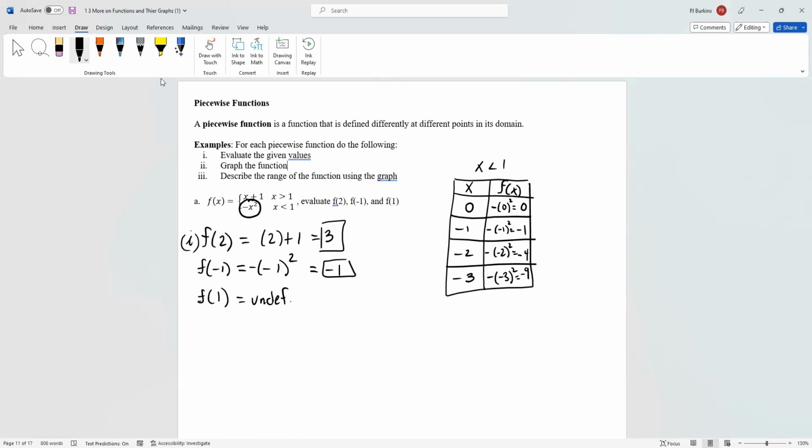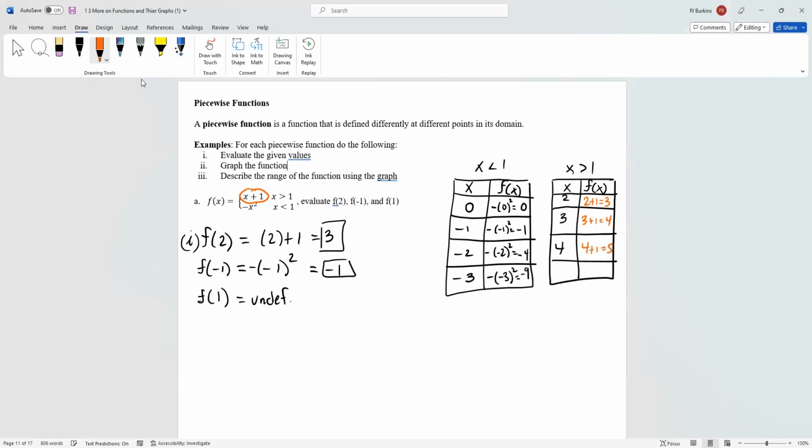Then we need a table for x greater than 1, so let's generate that. We're doing greater than 1, so let's pick numbers like 2, 3, and 4. That should be enough. Now we are plugging them into this portion. So 2 plus 1, that's 3. Then we have 3 plus 1, that's 4. And we have 4 plus 1, that's 5.